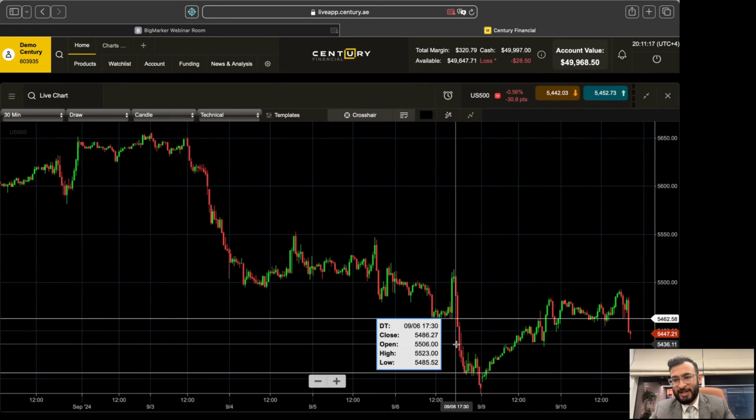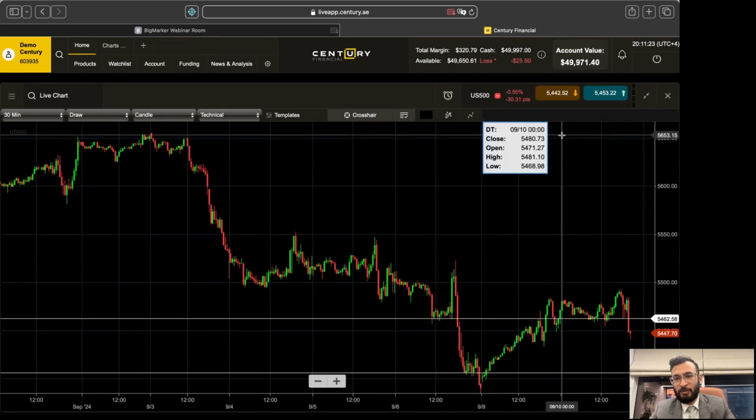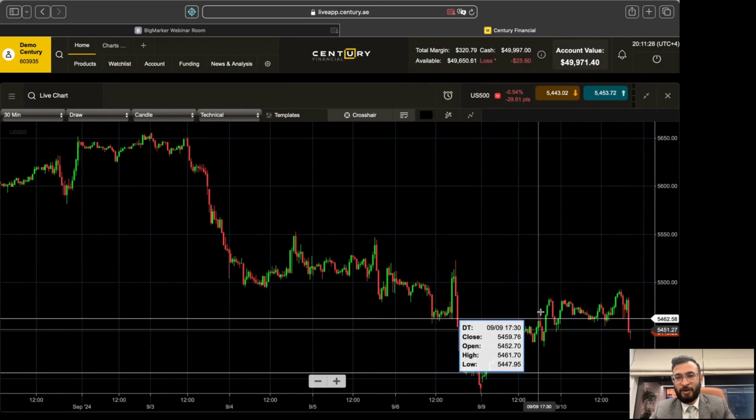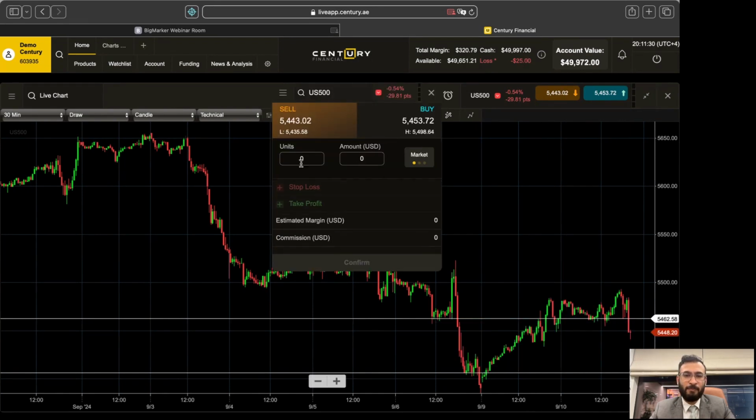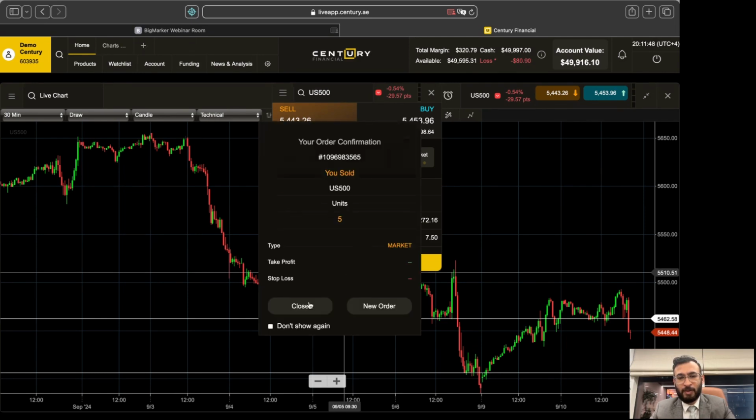So if we are selling it, the ideal sell would have been around this level, 5453, right? So you could sell around those levels and wait for the target to come at 5437. So let's say I will sell now around 5 units, which is equal to $20,000. And every time I'm placing a trade, I'm not using my full value, 27,000. I'm just using 1%, which is 272. Click on sell, confirm, and place the trade, right?